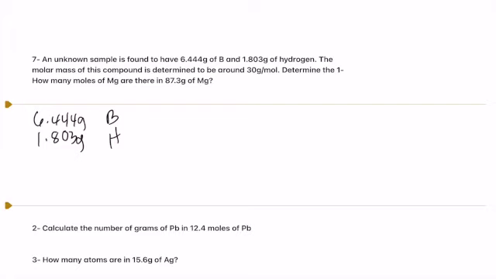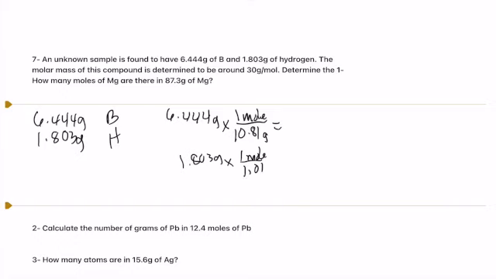So we start out just like we did prior, assuming here we had a sample with 6.444 grams of boron and 1.803 grams of hydrogen. We're first going to need to get out of grams and into moles to find our ratios of moles. And so we look up on the periodic table and we find that a mole of boron is 10.81 grams. By now you've probably memorized that 1 mole of hydrogen has 1.01 grams.